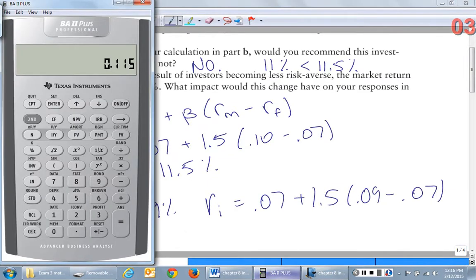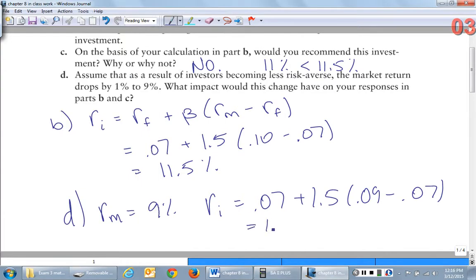We can put this into our calculator. 1.5 times 2% plus 7%. So the new required return on this asset is 10%.